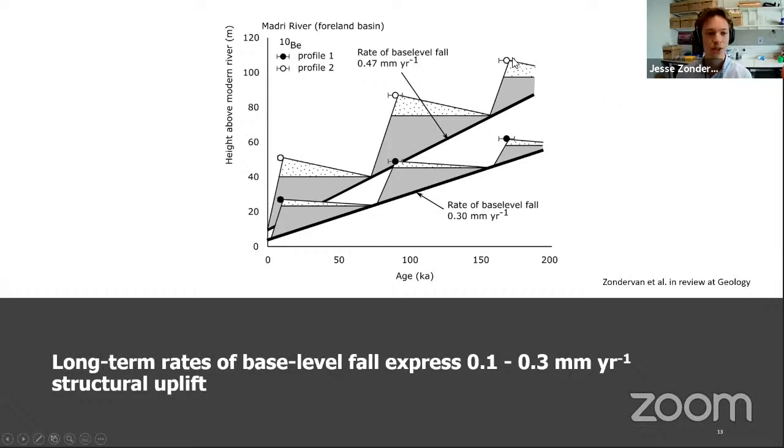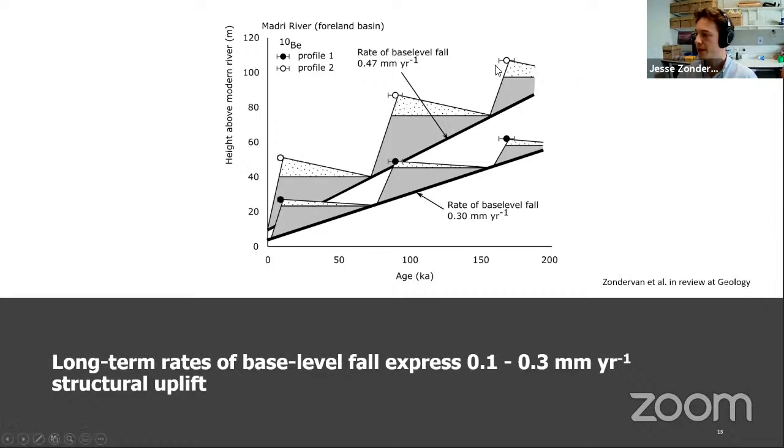In this case, we have the chronology of the terrace top abandonment, so the age of the terrace sediment top. And we have two profiles here. Profile 1 is in the north and profile 2 is in the south, so there are two different sections of the river, not too far apart, a few hundred meters maybe.